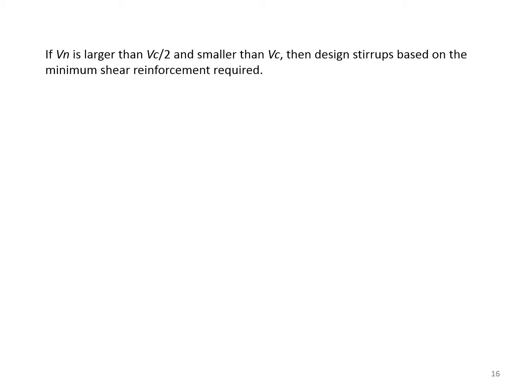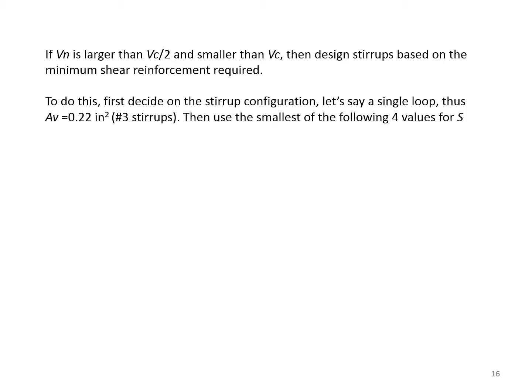However, if Vn is larger than Vc over 2 and smaller than Vc, the design stirrups are based on the minimum shear reinforcement required. To do this, first we decide on the stirrup configuration. Let's say a single loop we use, therefore Av is equal to 0.22 square inches with the number 3 stirrup. Then we use the smallest of the following four values for S. The first and second equations are based on the minimum amount of steel. The third and fourth equations are based on the limitations on S.